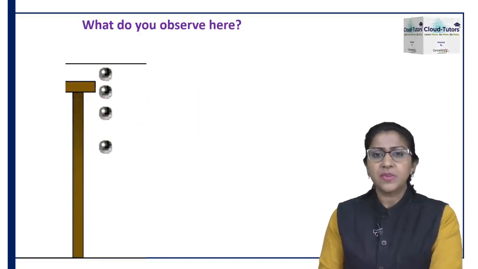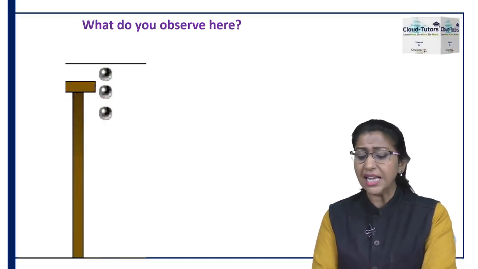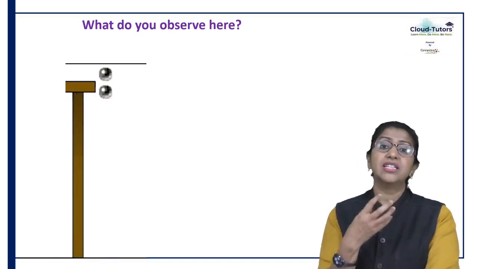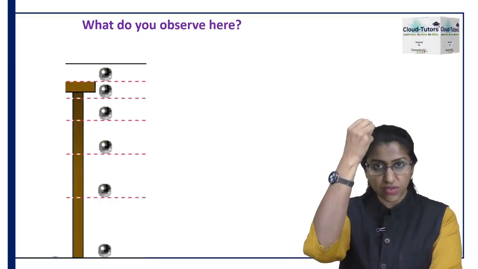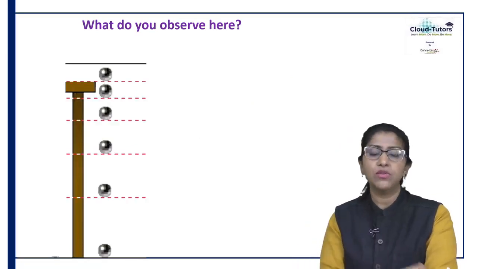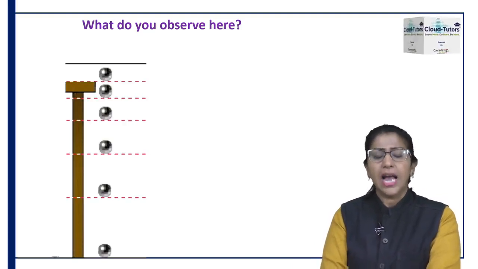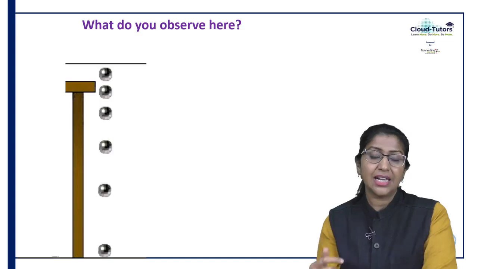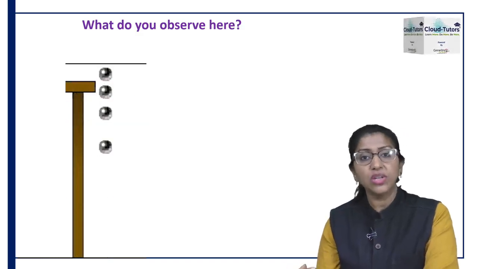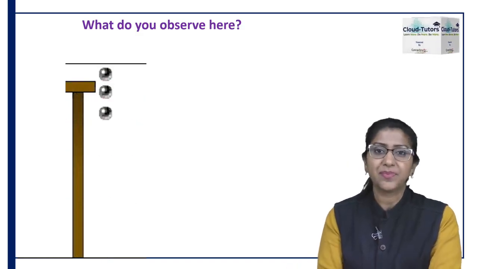Now, what do you observe here? Is there any change in the way the object is falling from the point where it is dropped as it moves towards the ground? Absolutely, there is an obvious change in the distance that it travels every second or every unit of time. Why does this happen?